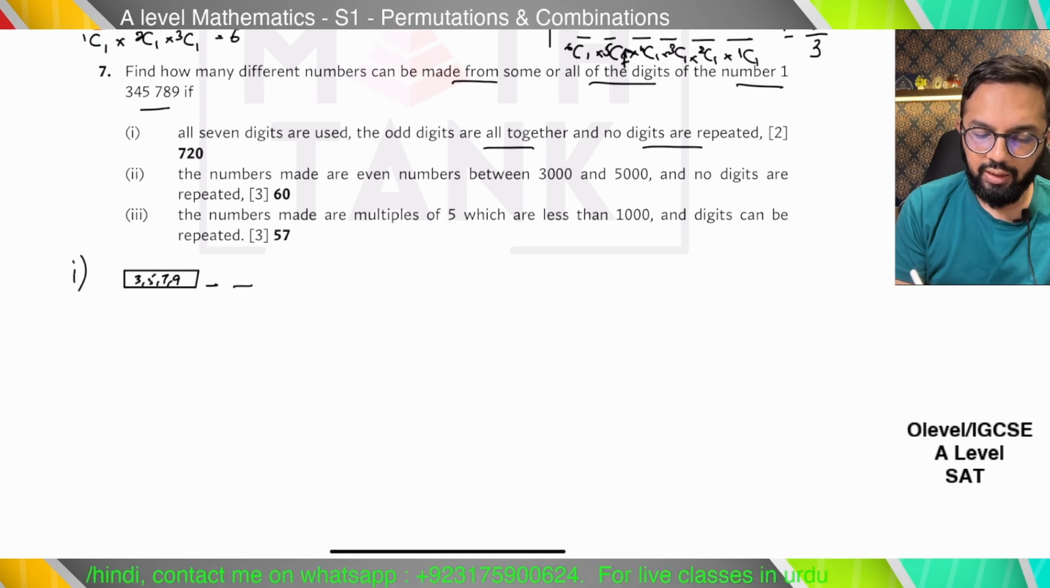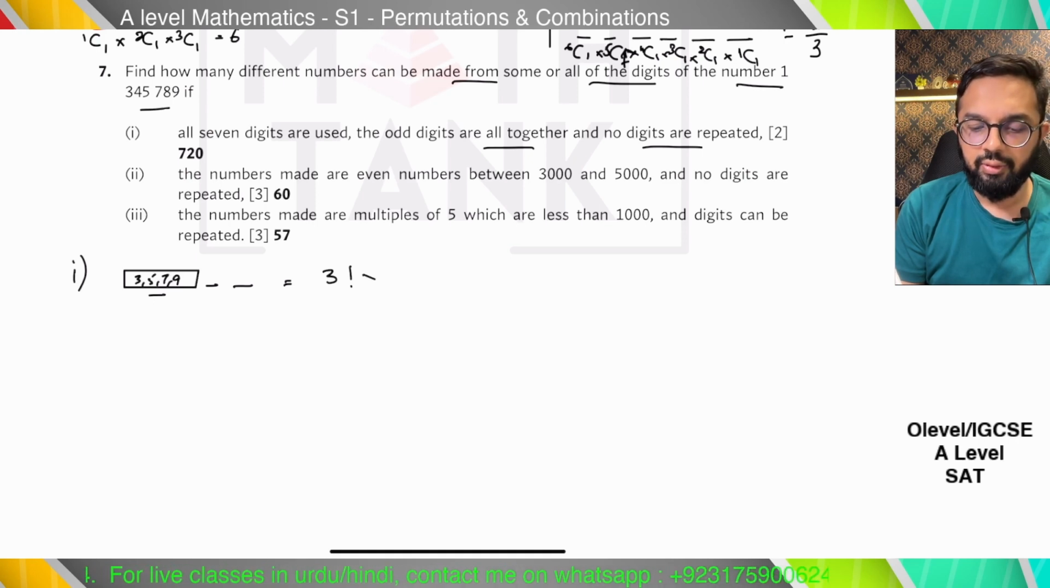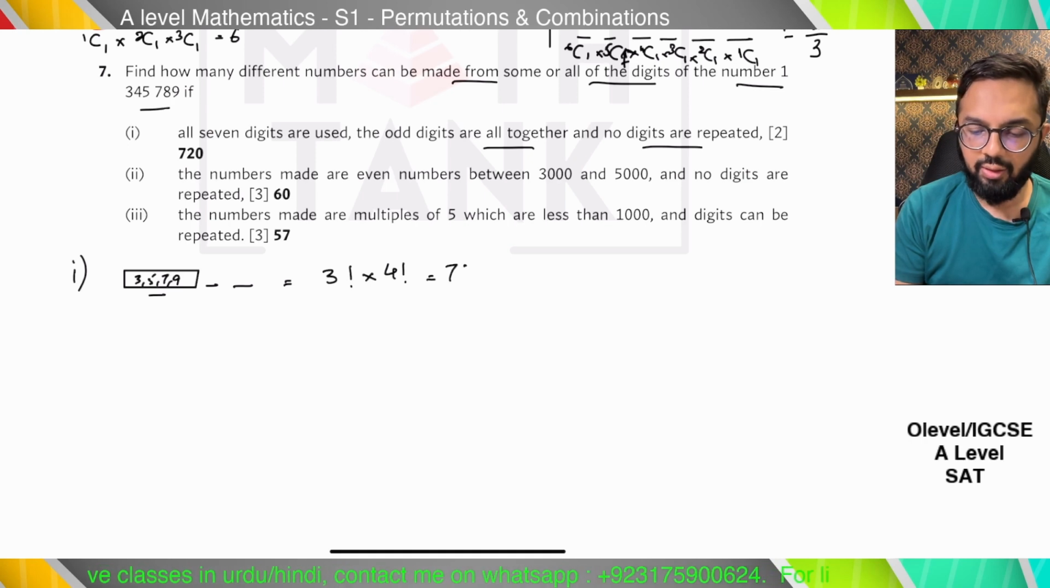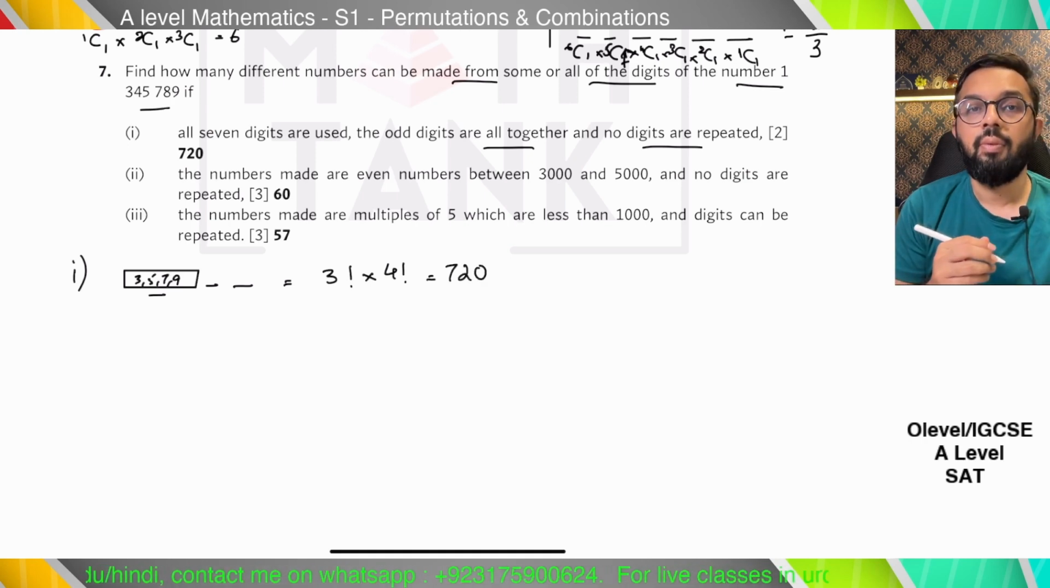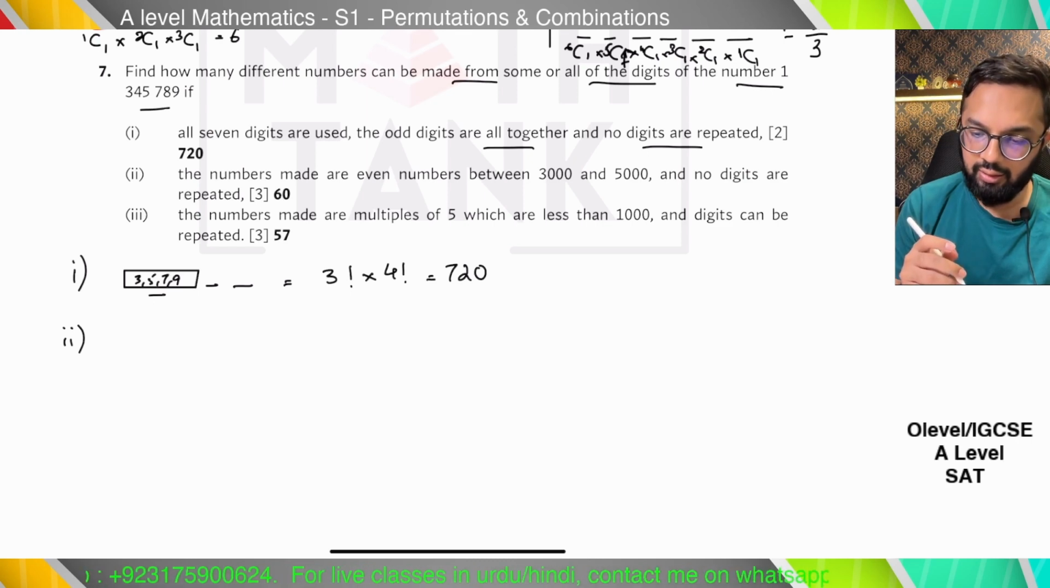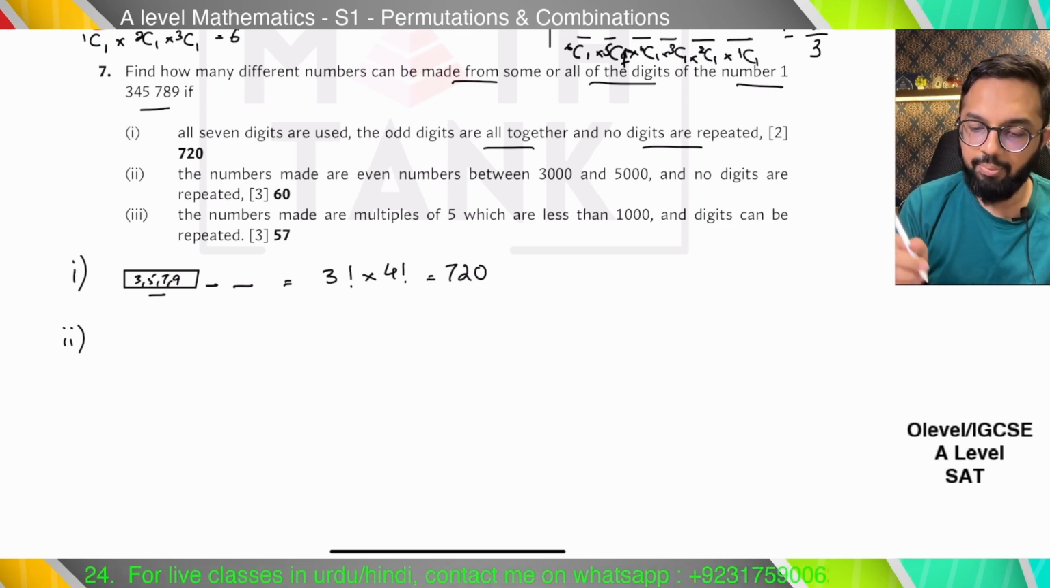There are 4 and 8 outside. The box acts as a dash. So I'm going to say the first is 3 factorial. Then I go inside the box. There are 4 numbers, so 4 factorial. Are any of them identical? No, none of them are identical. So divide by nothing. So I get 720.